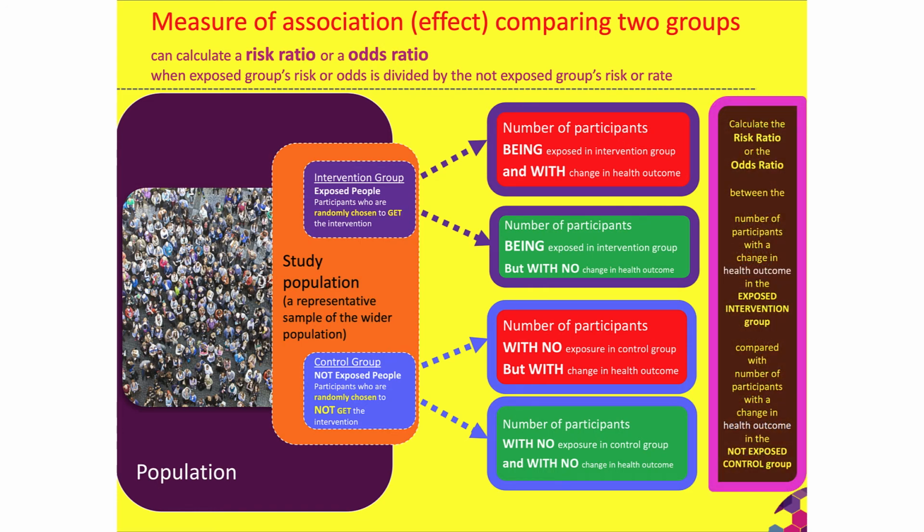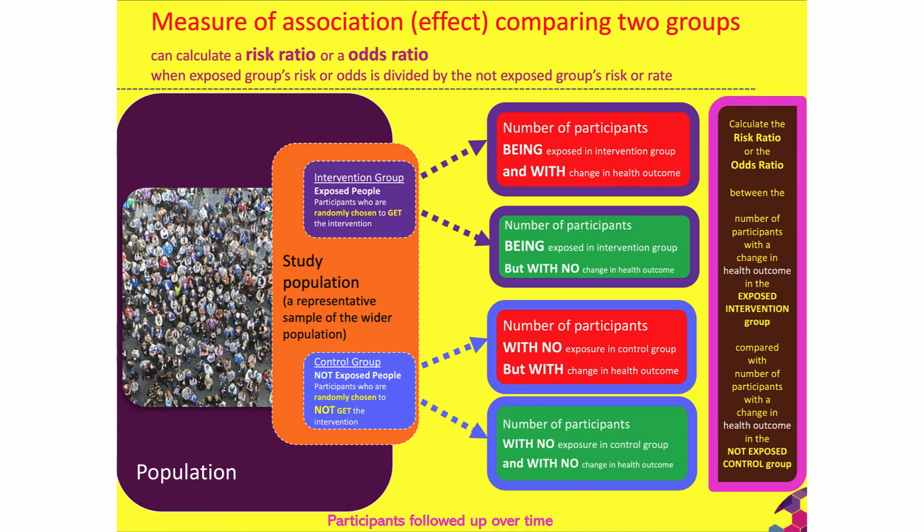And then when we divide the risk or odds in the intervention group by the risk or odds in the control group, we can calculate the risk ratio or the odds ratio between the number of participants with a change in health outcome in the exposed intervention group compared with the number of participants with a change in health outcome in the not exposed control group.